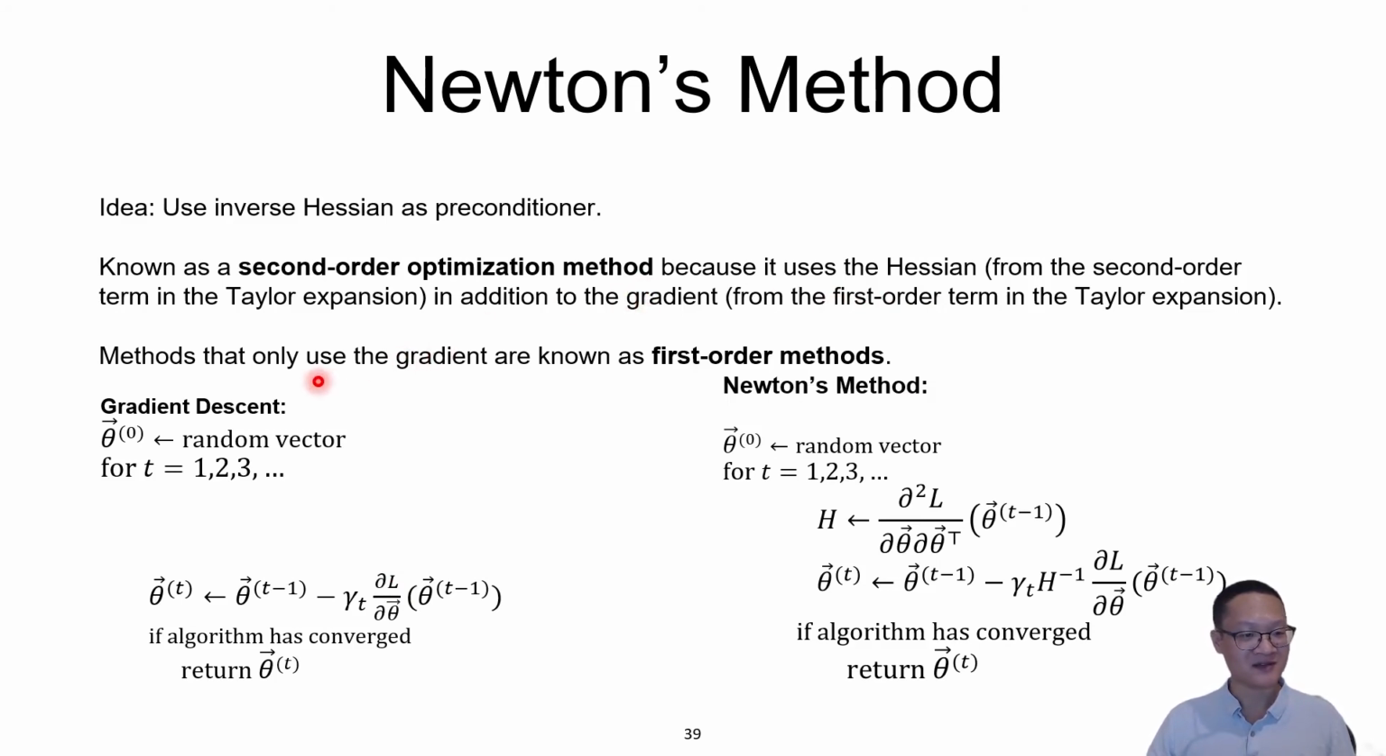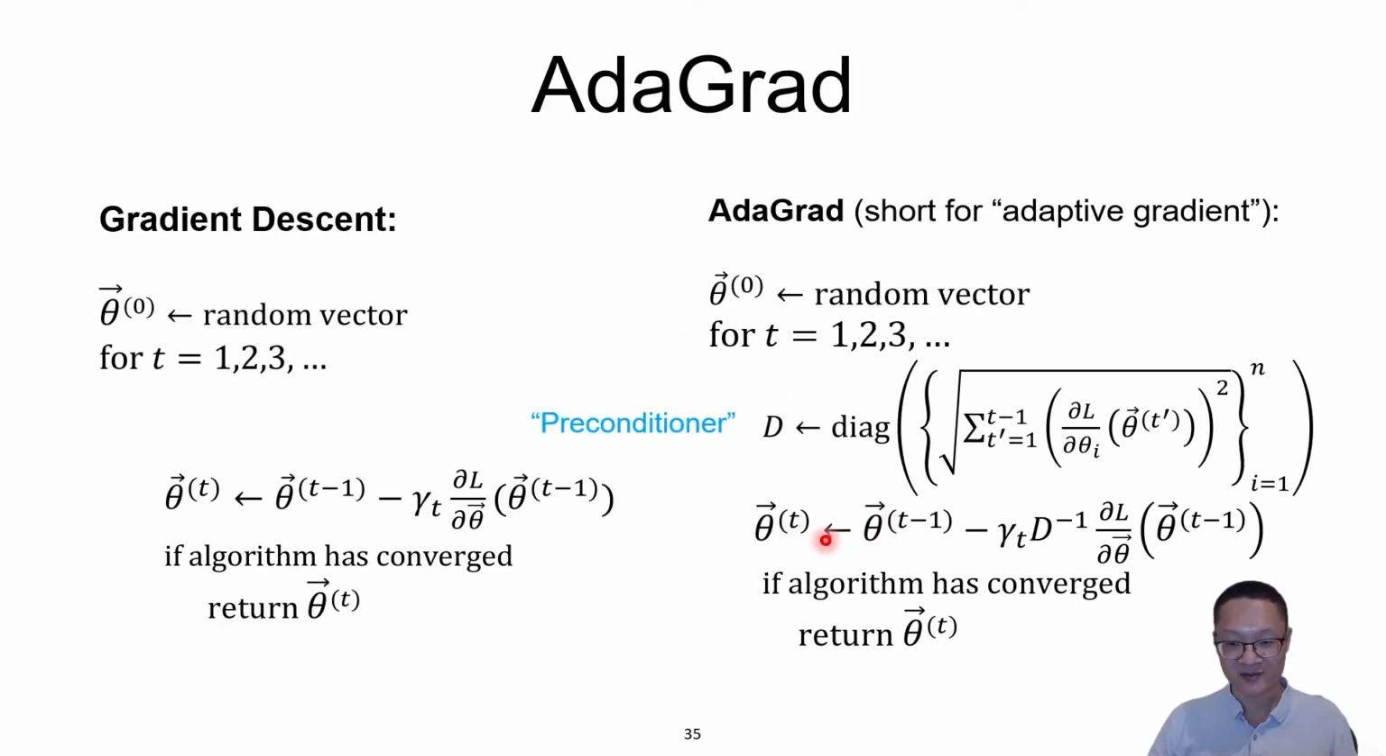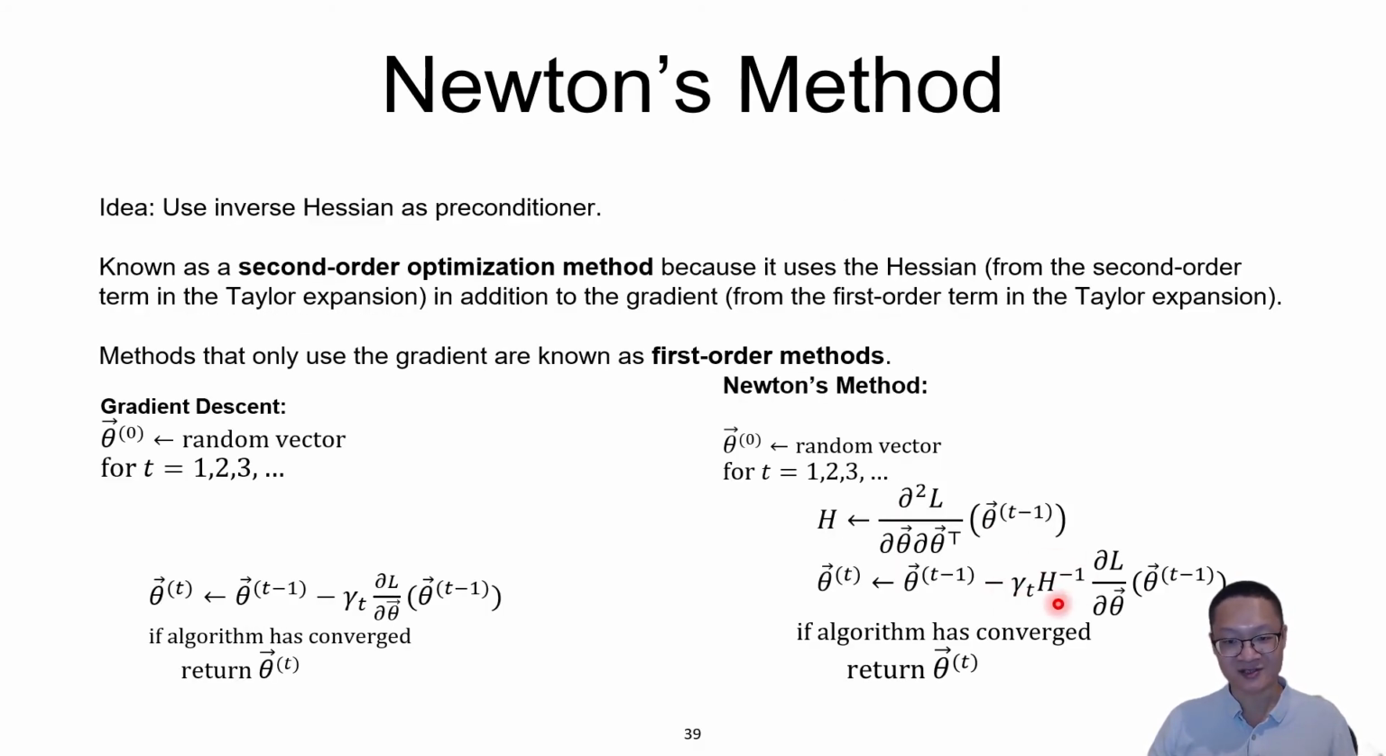Let's compare Newton's method with gradient descent. Gradient descent, again, is pretty simple. Simply take the previous parameter, subtract step size times gradient. Newton's method actually looks very much like AdaGrad. If we go back to AdaGrad, this line at least is going to be previous parameter minus step size times preconditioner times gradient. For Newton's method, the preconditioner is going to be the inverse Hessian of the function.